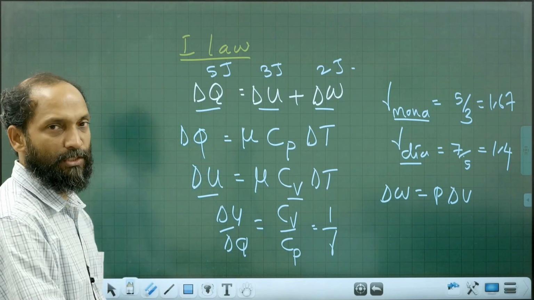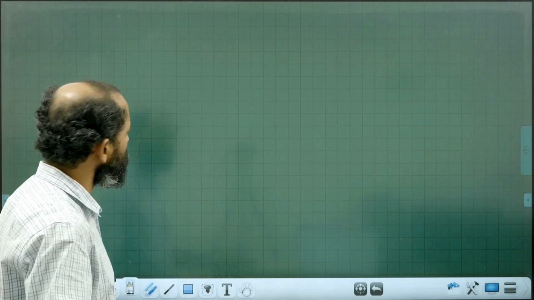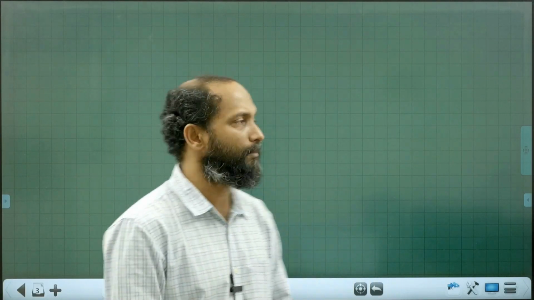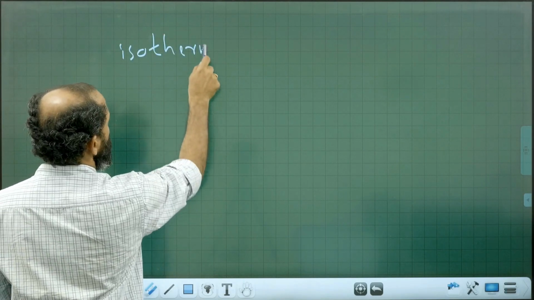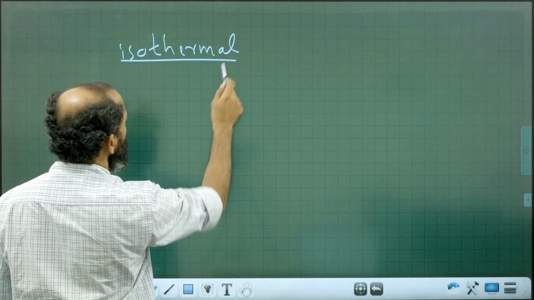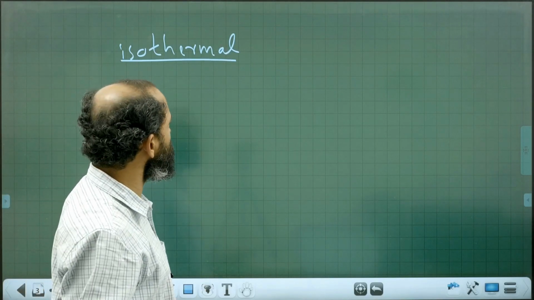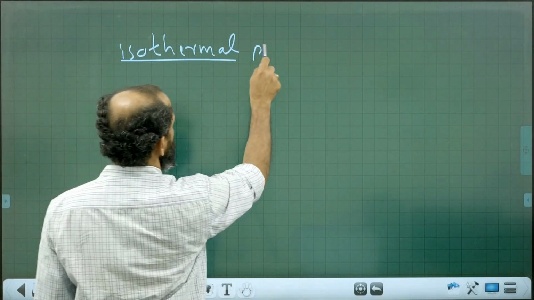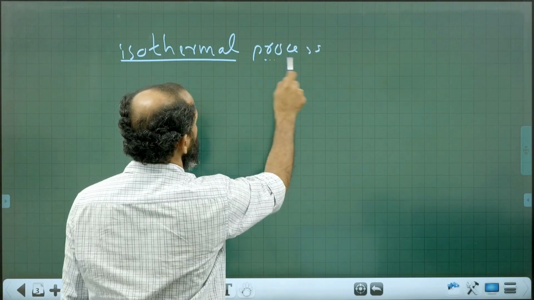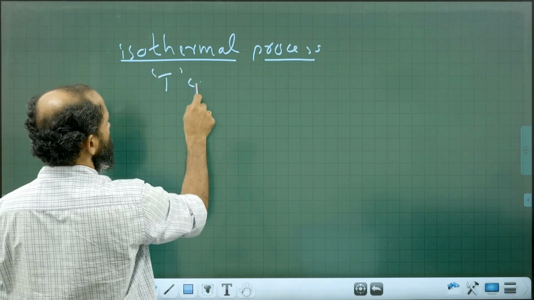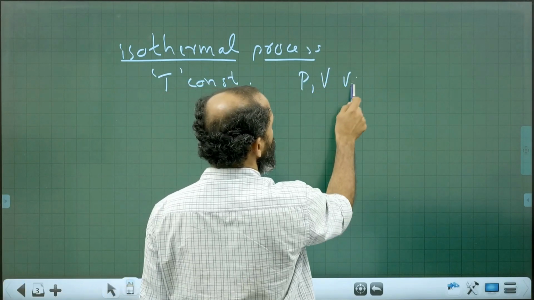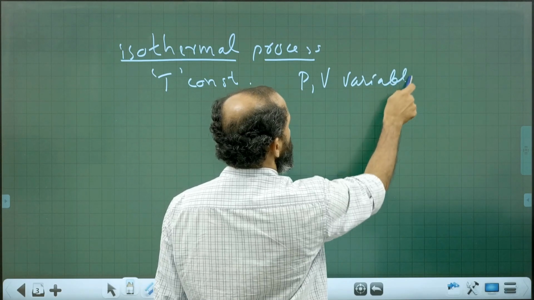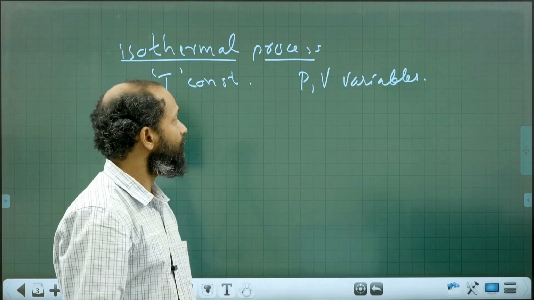That's the first law. Now let us discuss some of the thermodynamic processes. The first basic process is the isothermal process. We will discuss everything about the isothermal process based on the previous papers. An isothermal process is that process in which temperature is a constant. Temperature constant, pressure and volume are the variables.